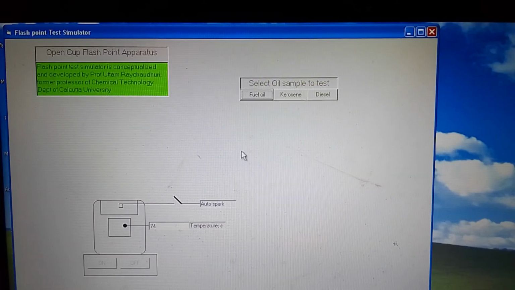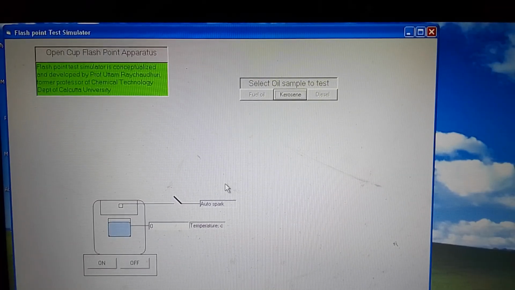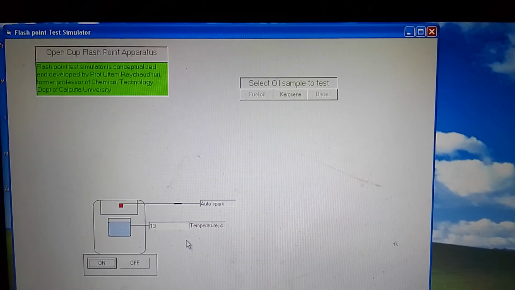Now you put it off and you select kerosene in the cup and then start the heater as well as the auto sparking system. It could be done manually also by introducing a spark like this, but it's better to have a continuous system. The automatic system is much better. So the auto sparking is done, and look at this temperature at which the first flash is obtained, which is called the flash point. Now this is for kerosene.